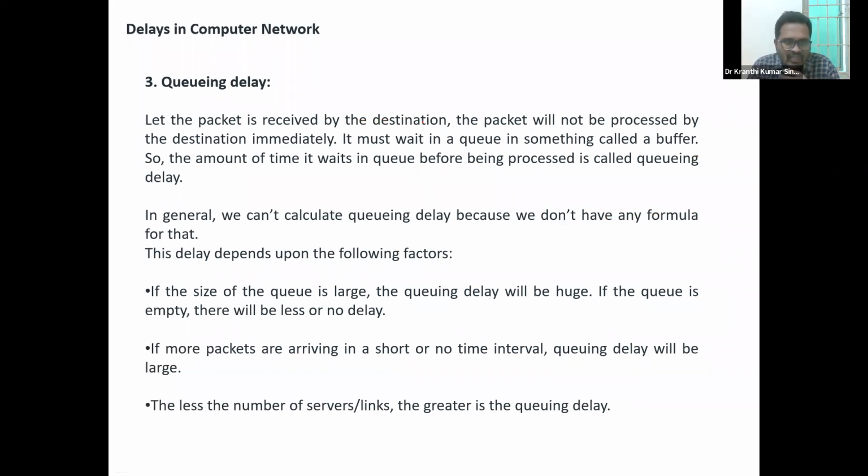If the packet is received by the destination, the packet will not be processed by the destination immediately. It must wait in a queue in something called a buffer or temporary memory allocation. The amount of time it waits in the queue before being processed is called queuing delay. In general, we can't calculate queuing delay because we don't have any formula for that. Why? Because of the processor. What is a processor?